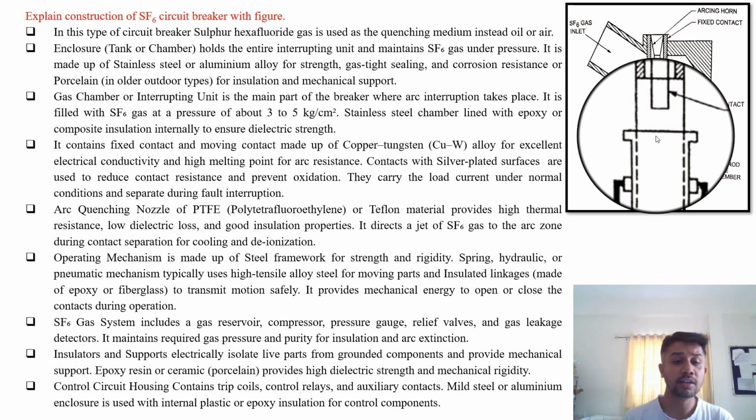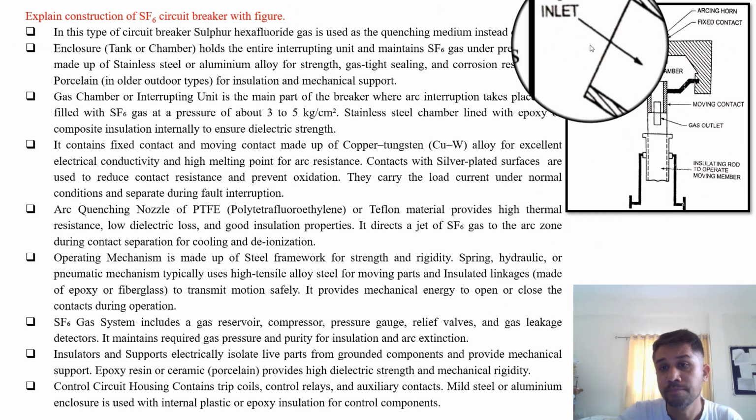Control circuit housing contains trip coils, control relays and auxiliary contacts. Mild steel or aluminum enclosure is used with internal plastic or epoxy insulation for the control components. So this is the complete structural or constructional details of SF6 circuit breaker with the material used for each part with the figure. This is the simple figure.